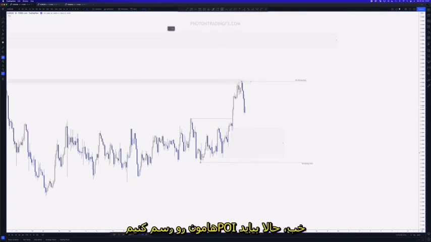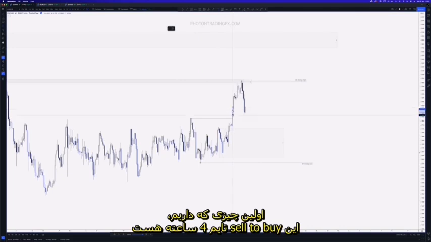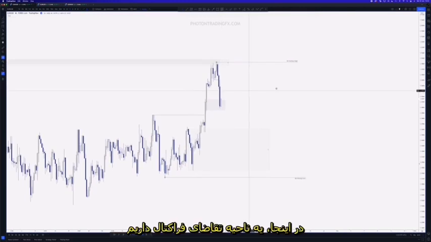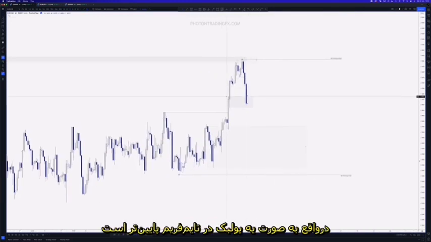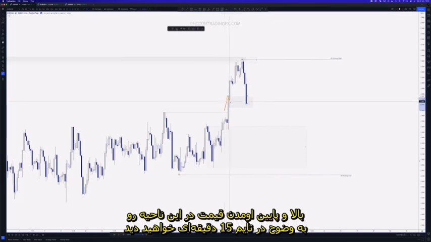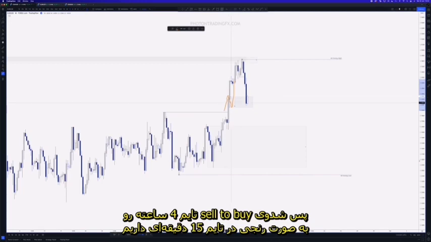Cool. So now what I'm going to do is I'm going to draw on our POIs. So first thing we have is this sell to buy 4-hour wicks here, okay? So what is this? This is a fractal demand zone. It's where you're reading the pullback on a lower time frame, right? Because price has come up, it's pulled back. It'd be much clearer on, say, the 15-minute, and then it's gone up. So essentially reading that 15-minute sell to buy range with the 4-hour sell to buy wicks, okay?